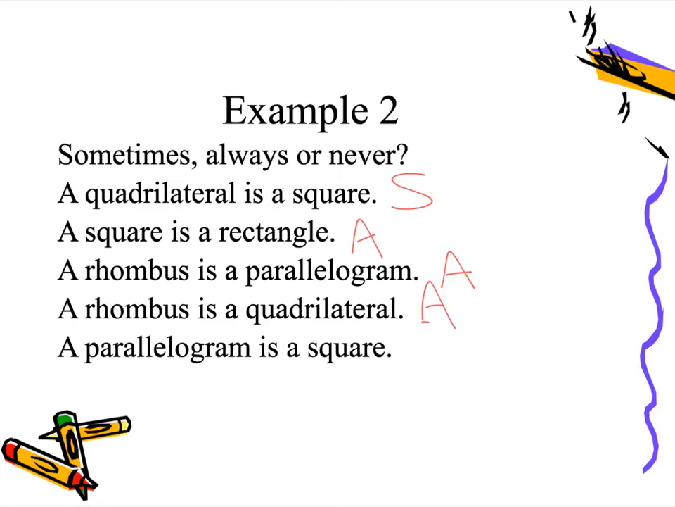And a parallelogram is a square. Sometimes. You said always. All right. So, a parallelogram is sometimes a square because it has opposite sides parallel. That's really all you know. It could have all sides congruent. It could have 4 right angles and still be a parallelogram. So that one is just a sometimes. Lovely. Any questions, children? There are no questions. We are moving on.